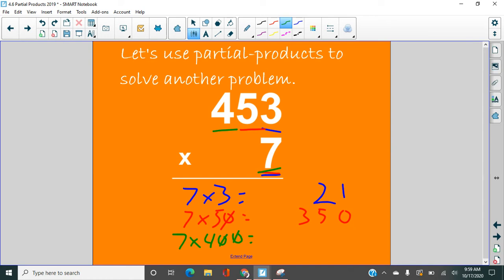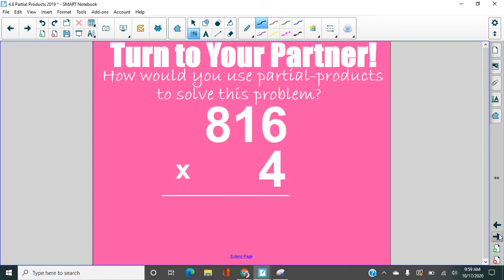7 times 4 is 28, and 2 zeros, 2,800. Now, again, if you write your numbers and they're not lined up, you can always rewrite them. But if they're not lined up when you go to add, you will end up with the wrong answer. So I'm adding these up and I get 3,171.